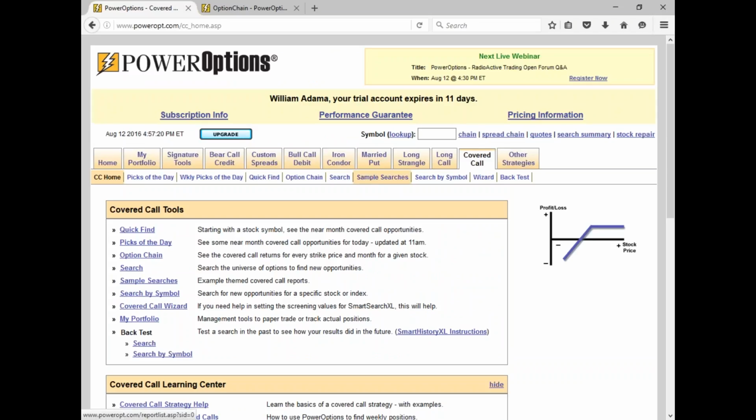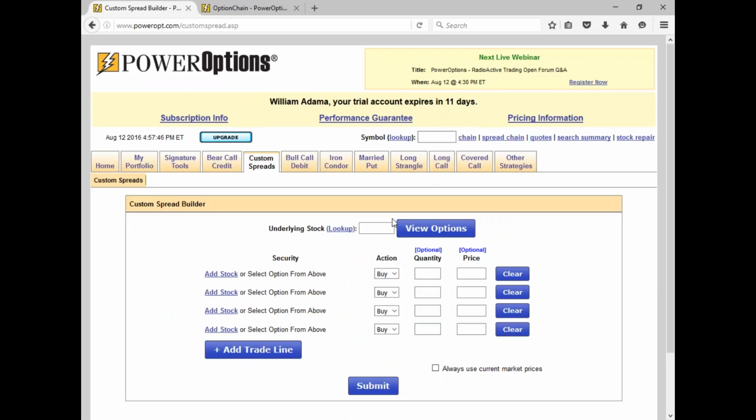Okay, let's go to the custom spread tool again. And let me go to Foot Locker. As many of you know, you might have seen some of the RadioActive trades I had this week. It's a bulletproof position going into earnings. I can't lose any money. I've got a guaranteed upside profit potential and an income method number 6 on it right now.